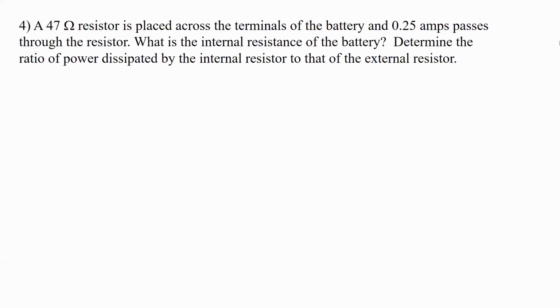Okay, so we have a battery, and we're placing a 74 ohm resistor across the terminals of this battery. And a quarter amp passes through this resistor. So we want to determine the internal resistance of the battery based on this.